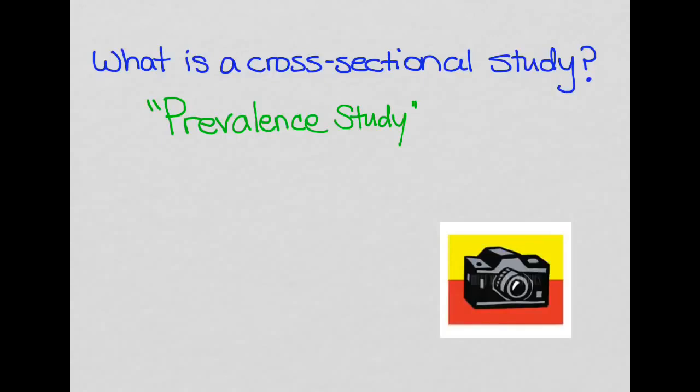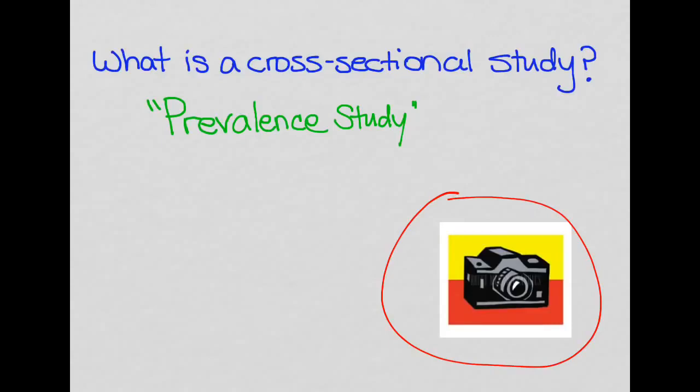So cross-sectional studies look at individuals, and they look at a single point in time: does the individual have both the exposure and the disease? So we have a defined population, and we just look at the proportion of the population that has the exposure and the disease at the same time. I like to use a camera as a symbol for this type of study design, because the camera reminds us that it's a single point snapshot in time.